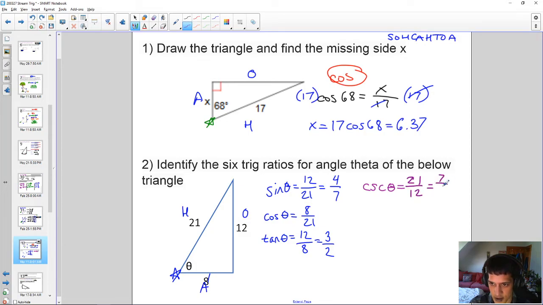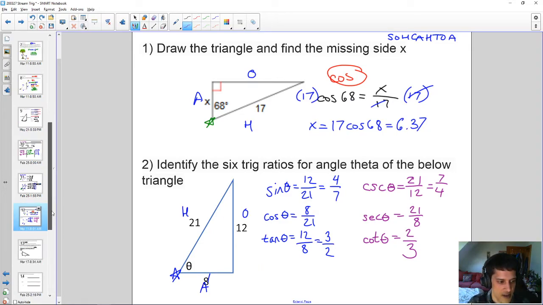7 over 4. Just take that fraction and flip it upside down. The opposite of cosine is secant. Secant theta is going to be, when we flip this one upside down, 21 divided by 8. And then cotangent is when we flip the tangent upside down, 2 over 3. Boom. So I hope you guys got all of those right, or if you didn't, you understand kind of what went wrong there.